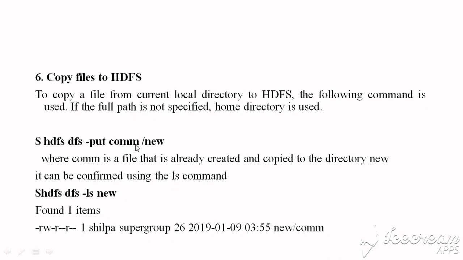That is, this is a source file. This is a file which I want to create, which I want to copy to my new directory. This is a new directory which is present in HDFS. So this com file I have already created has to be copied to a directory called new. To do this, the command is hdfs dfs -put com /new. So this com will be copied to this new directory.